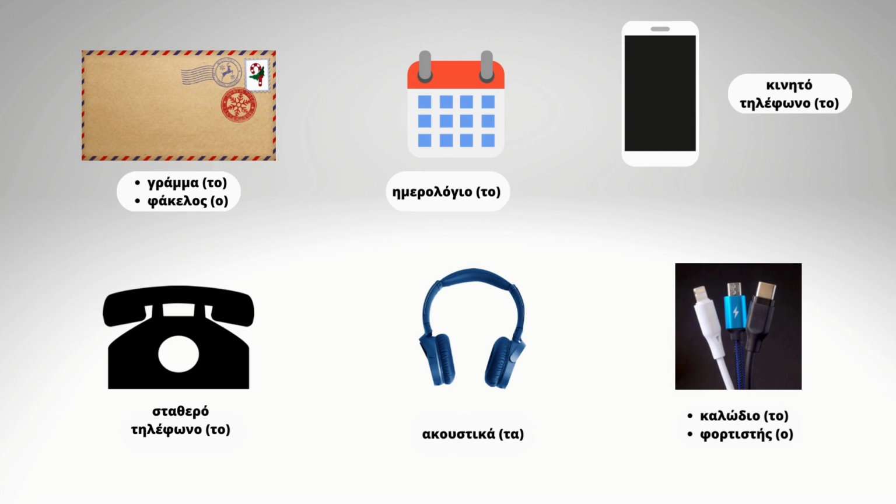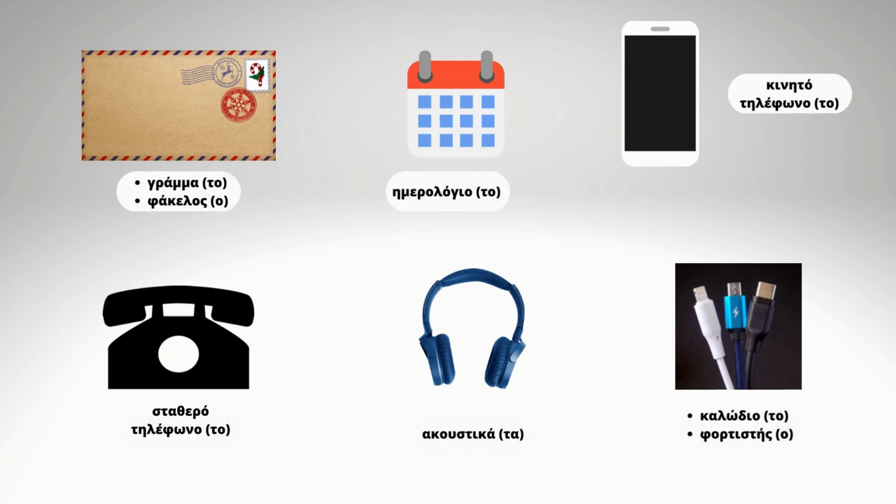Afterwards we have a mobile phone, and the word, or probably the combination of words, is το κινητό τηλέφωνο. Το κινητό τηλέφωνο. And I can kindly remind you that you can use just το κινητό. Everyone will understand you. The next word is το σταθερό τηλέφωνο. Το σταθερό τηλέφωνο, which we can use when we are talking about a landline phone.